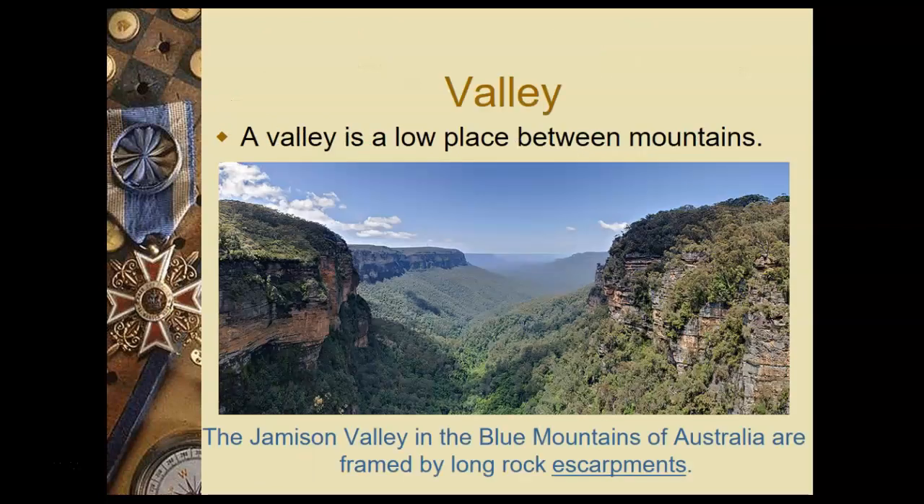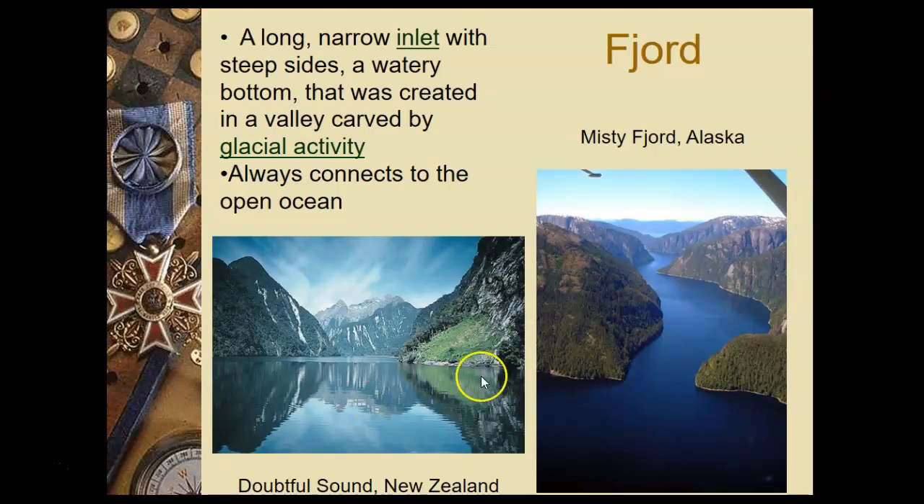Yikes. All right, valleys are where you have a low place between mountains. I like to think of a valley as like a V. A fjord. Does that sound like a Norwegian term? It is, because this is where there used to be a glacier, but then it melted and it carved out these awesome cliffs. So a fjord was made with glacial activity. And there are a lot of fjords in Norway, which is where we get that word.